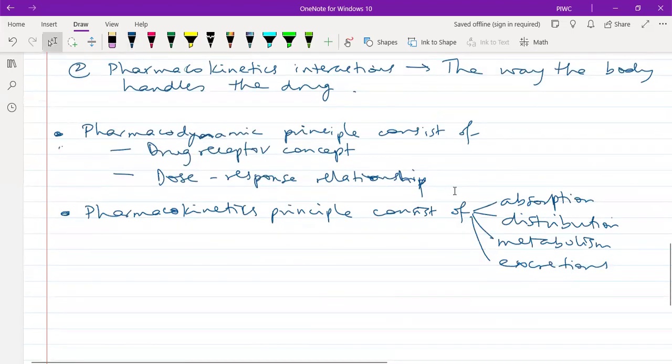So what is absorption? Absorption is simply the movement of the drug molecules from the site of administration. All right, that is what absorption is about. And when you talk about distribution, you're talking about the movement of the drug molecules between different parts of the body. And when we talk about metabolism, we're talking about breaking down of the drug. And then the excretion involves getting rid of the drug from the body. So we're going to end here for now.